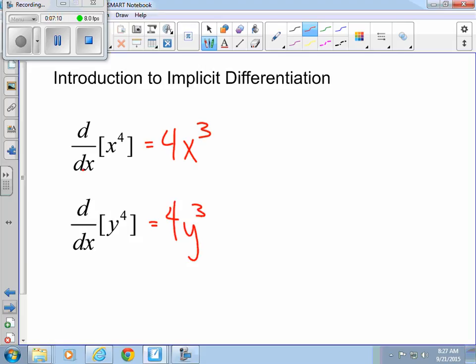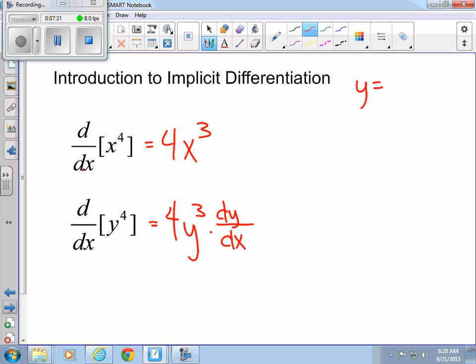The derivative of the y, right? I need to do the chain rule, right? I don't know what y is, so I have to know that there's a derivative of it in here. And so what I'm going to do is I'm going to multiply by dy dx. And so again, let me explain to you what that means.